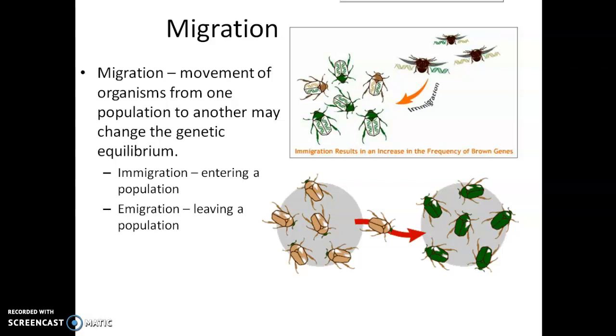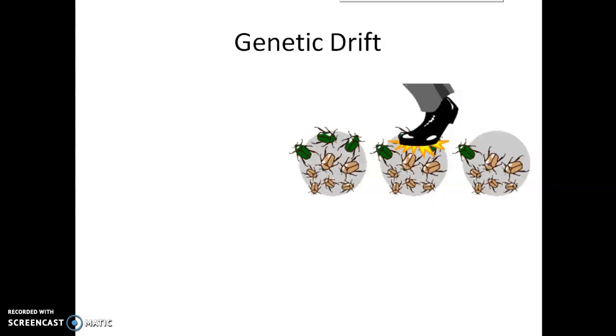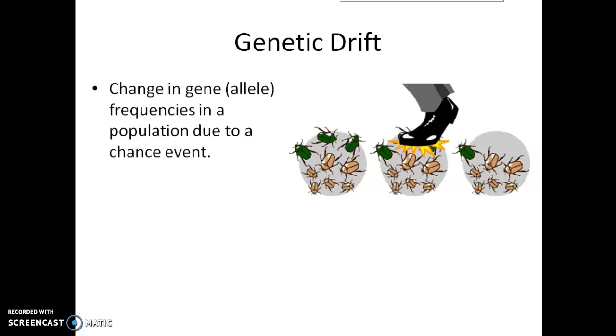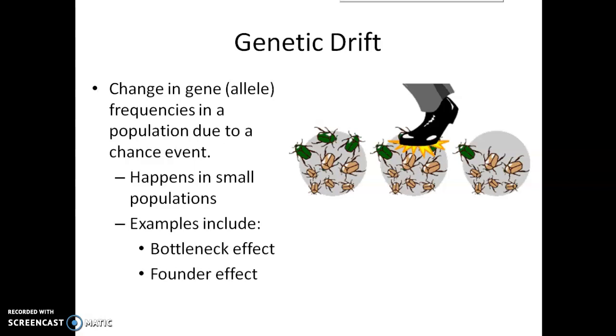We see with migrations, this is just a side note, a lot of times, especially if there's a large migration where there's a lot of individuals moving, this can cause a pretty dramatic change in that population. And then we got into genetic drift. There are 2 little subcategories of genetic drift, and these are basically the genes changing because of chance events. This is where we talked about bottleneck and founder's effect.